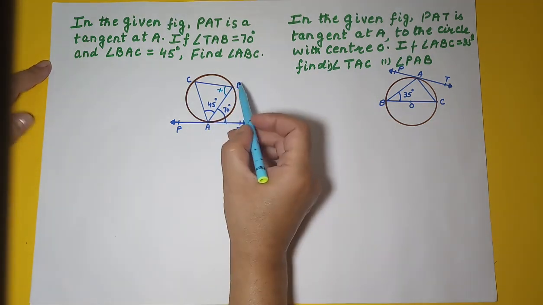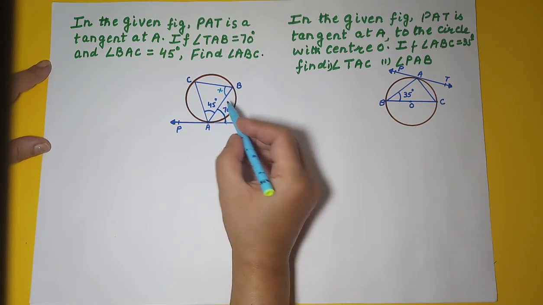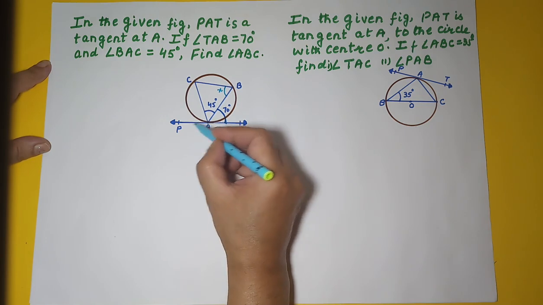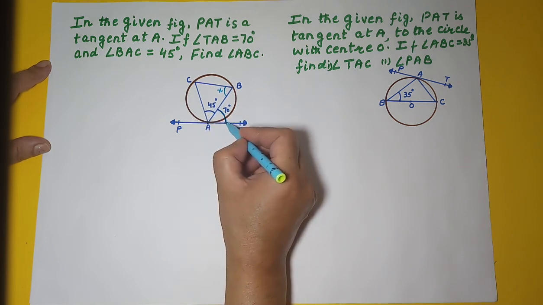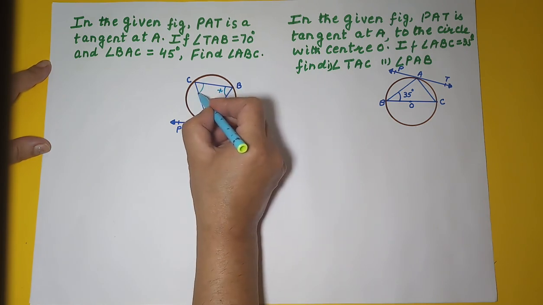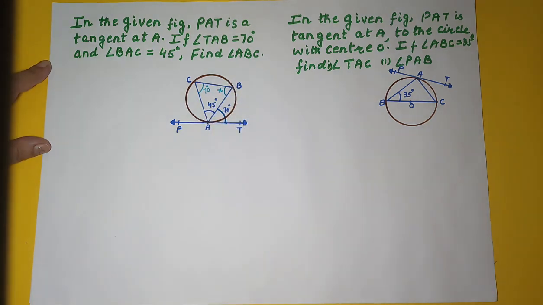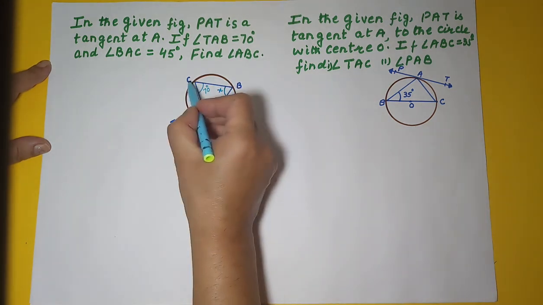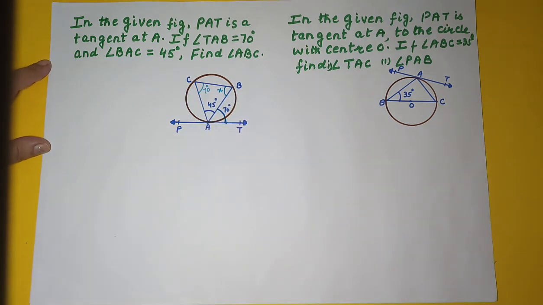Now, if we look at this angle BAT, this is 70 and this is the angle between the chord and the tangent through the point of contact. So this angle will be equal to this angle in the alternate segment. This will also be 70 degrees, right? Now, if you consider triangle ABC, you have this angle, you can calculate X, that is your angle ABC.